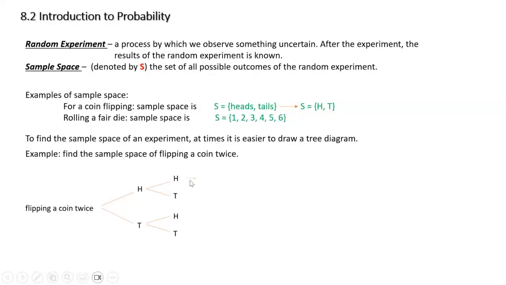So here's my sample space. It can be HH, which stands for heads, heads, or it can be HT, which stands for heads, tails, or it can be tails, heads, TH, or tails, tails, TT. So this is my sample space: heads, heads, heads, tails, tails, heads, and tails, tails, which we got from here.